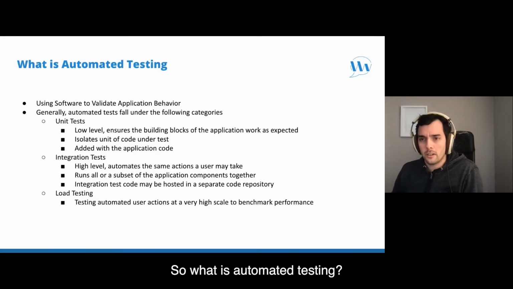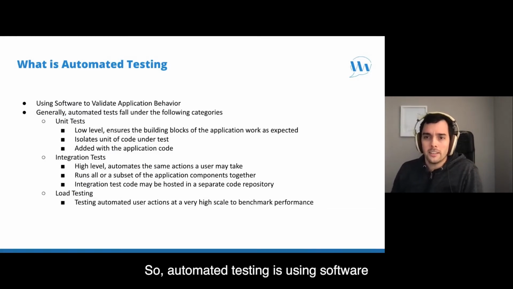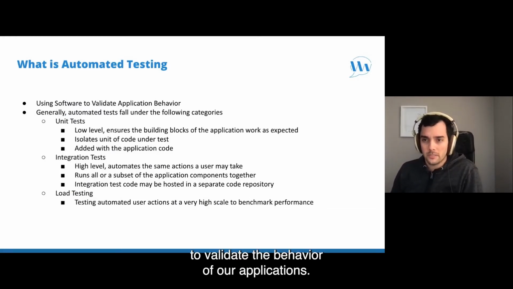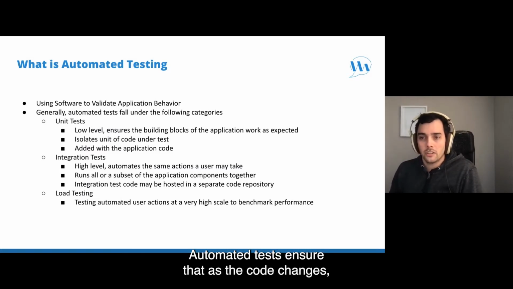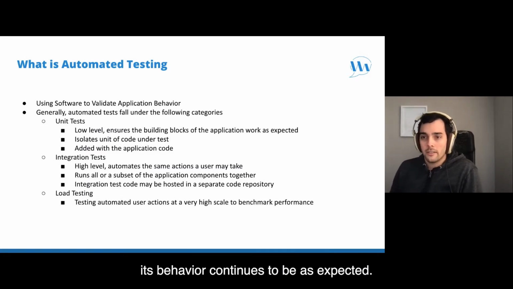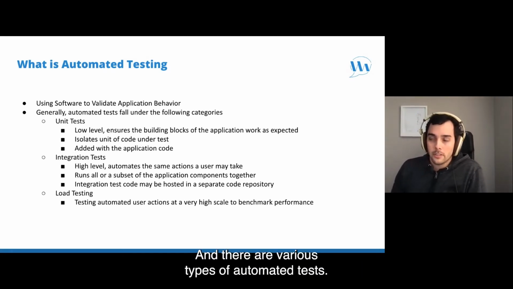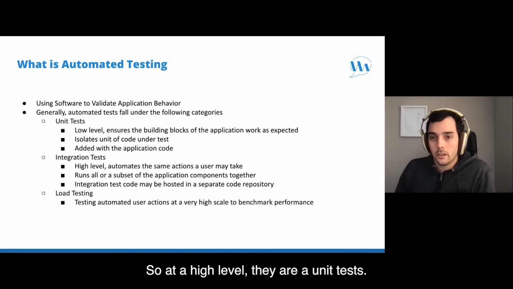So what is automated testing? Automated testing is using software to validate the behavior of our applications. Automated tests ensure that as the code changes, its behavior continues to be as expected. And there are various types of automated tests. So at a high level, they are unit tests.